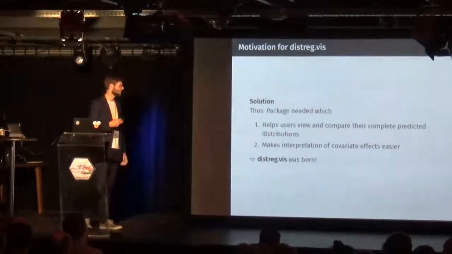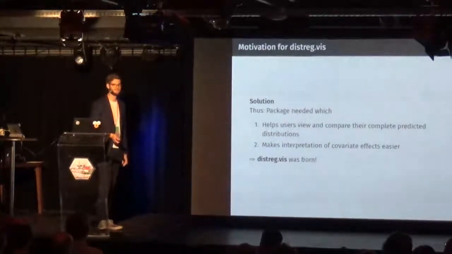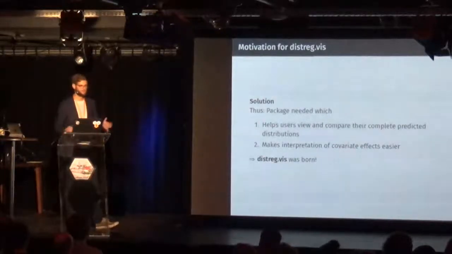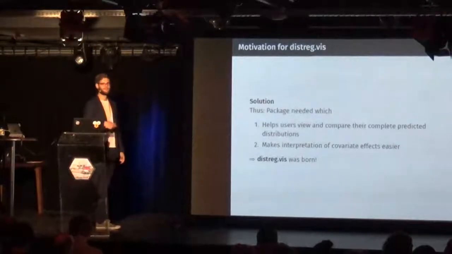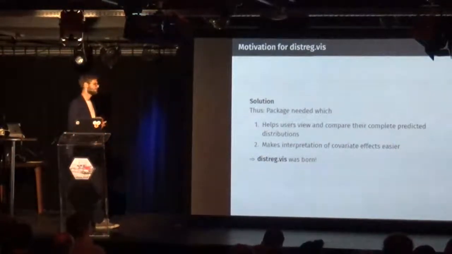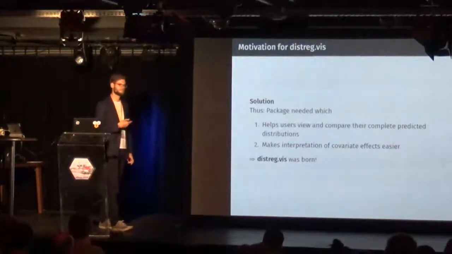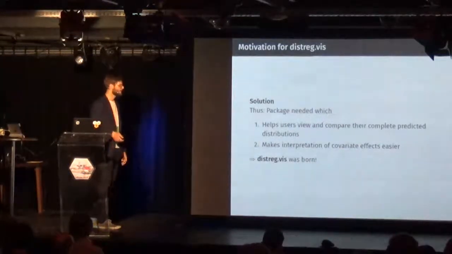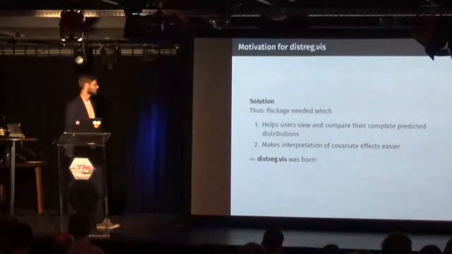So there is a package needed which helps users view and compare the complete predicted distributions without studying 5 years of statistics and without being the greatest R freak, and also makes the interpretation of the covariate effects easier, so that we can actually see how the location and the variance of our distribution changes over those variables. For that reason, the District.vis was born, which at first only worked with the bamlss package. That's why it was called bamlss.vis.